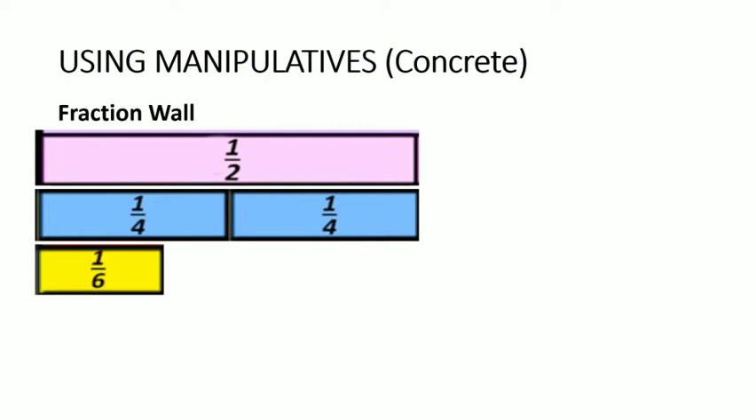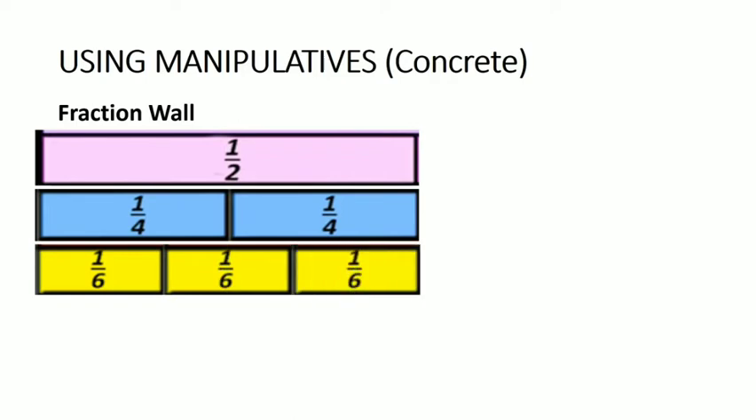If I were to take a 1/6 strip, then one 1/6 strip is not enough to cover the area of a half. However, if I added 2 more strips to make it 3 strips, then 3 of the 1/6 strips cover the area of a half, and therefore we can say 3/6 is equivalent to a half.